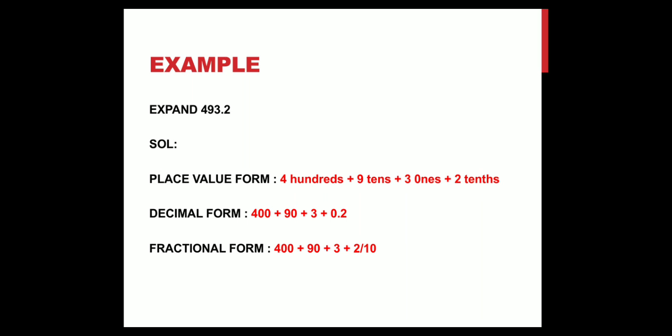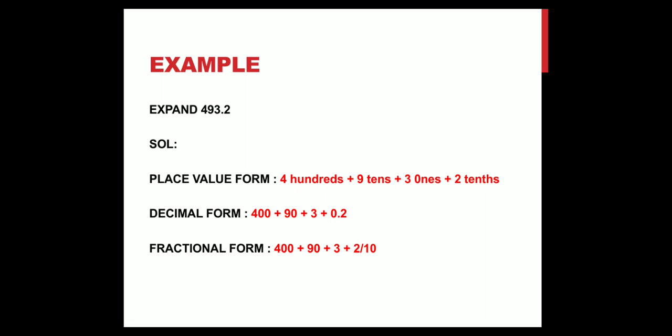The first one is place value form, which we write in words: 4 hundreds plus 9 tens plus 3 ones plus 2 tenth, T-E-N-T-H. Remember, you should not write T-E-N-S alone, you should write T-H. That's very important.